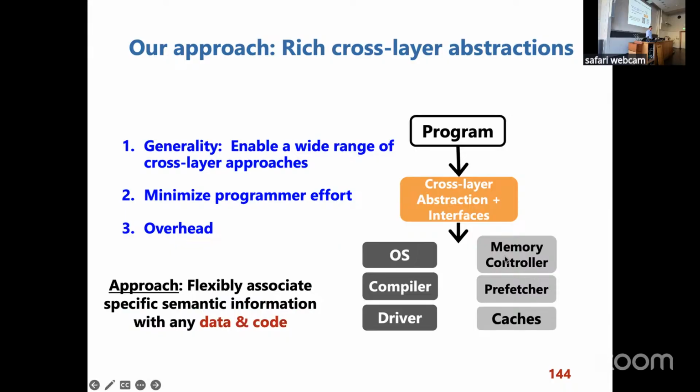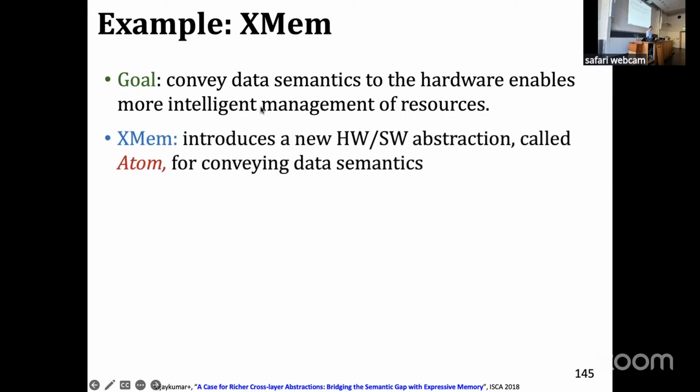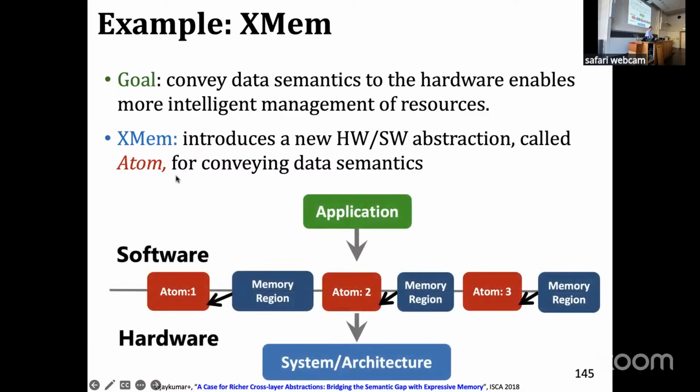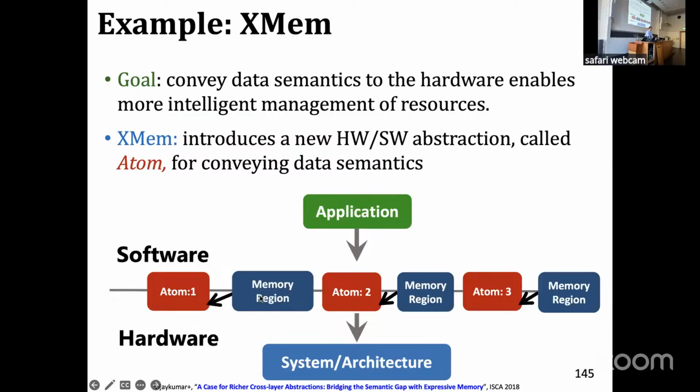So basically, we want to flexibly associate semantic information with any data and code as much as possible. For that, you need to have some sort of interface. We call it expressive memory in this particular work, but I think the idea is much broader. And our goal, very quickly, is to convey data semantics to the hardware. And doing that enables more intelligent management of resources. And here we introduce a new hardware-software abstraction, essentially an interface in the ISA between the hardware and software. We call it Atom. It could be extended. But for example, there's an Atom associated with each memory region. And the application specifies the characteristics of the memory region. In this particular work, memory regions can be of different sizes, of course.